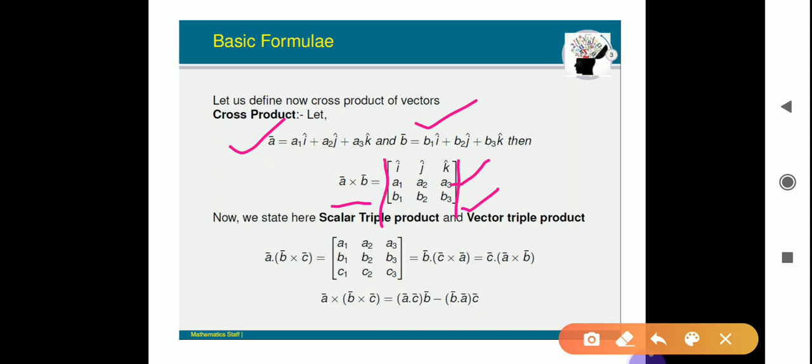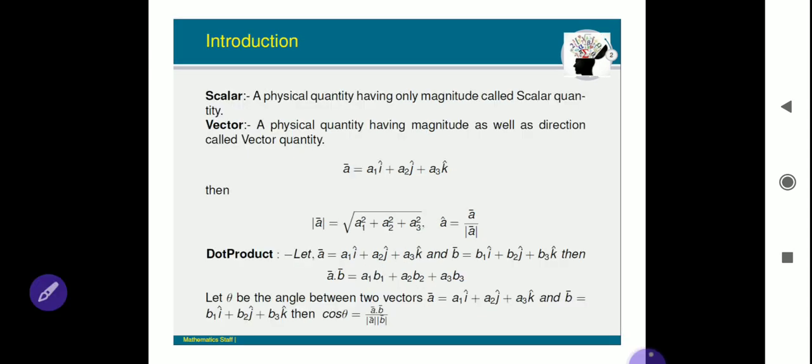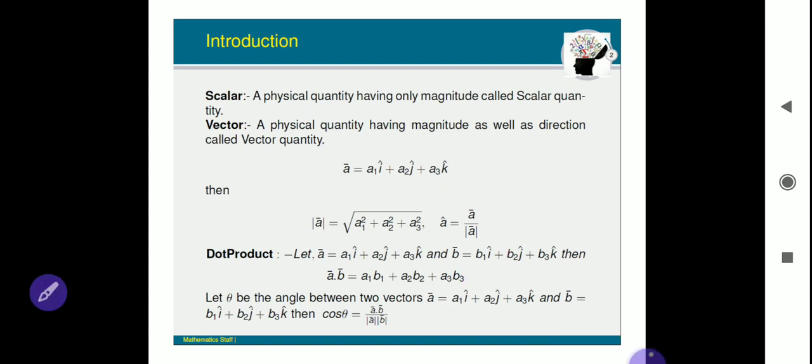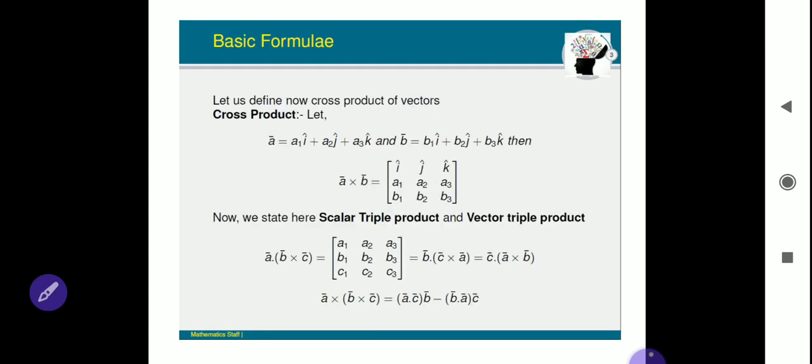The dot product of two vectors, in the previous slide, gives a scalar quantity. It has no direction. So the dot product of two vectors gives a scalar quantity, and the cross product of two vectors gives a vector quantity.